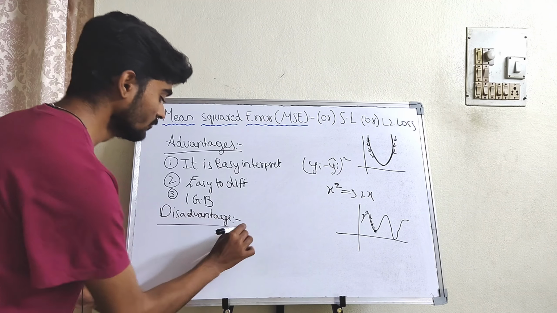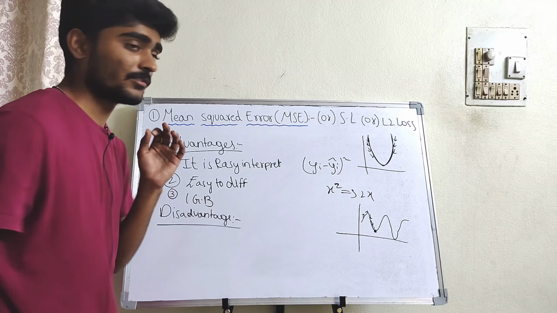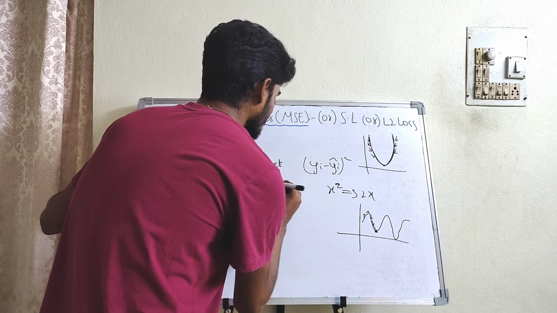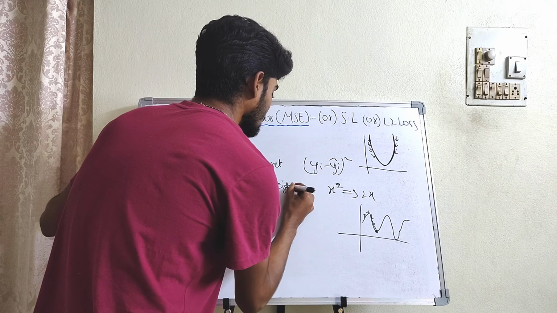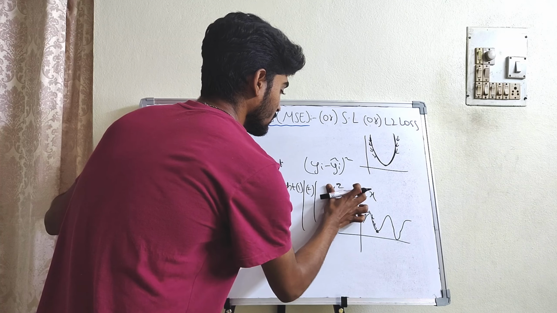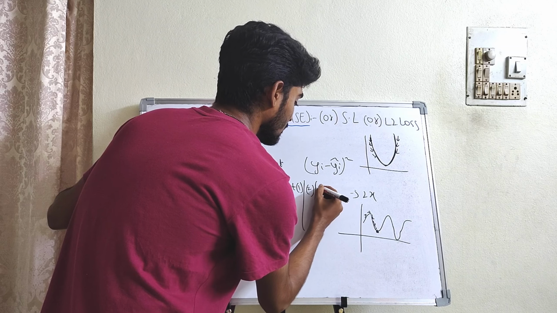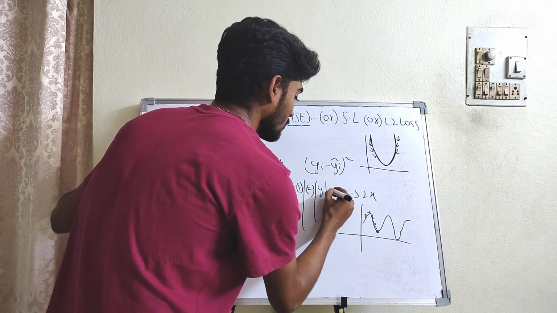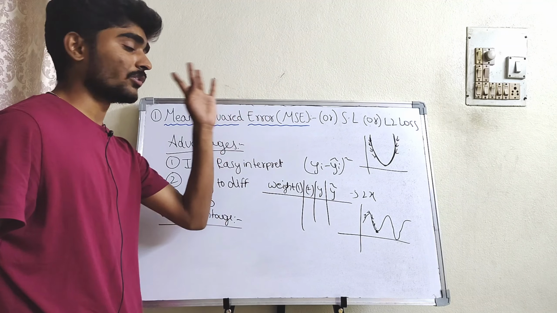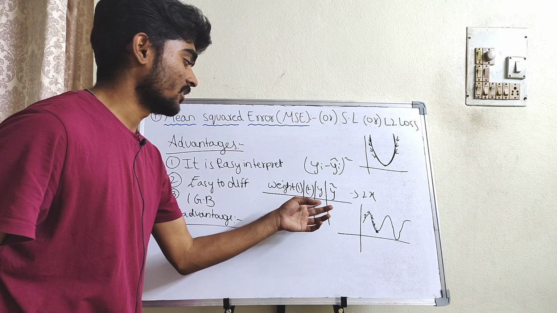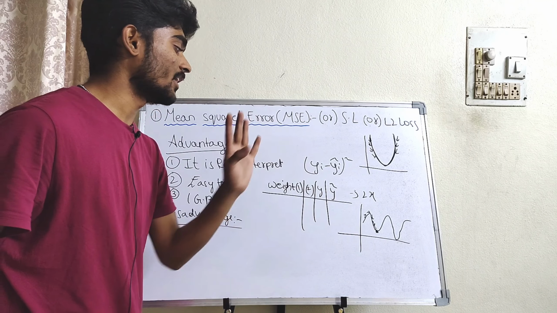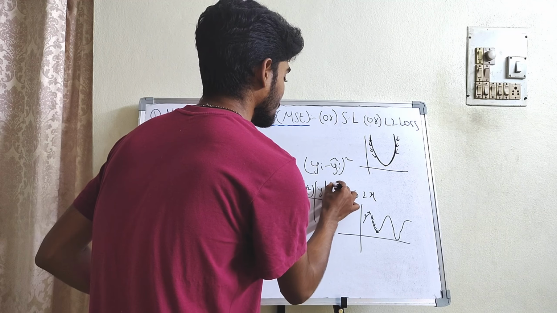To understand the first disadvantage, let us assume a data set with the weight of the first person and the weight of the second person. Here y is the true output and y hat is the predicted output.